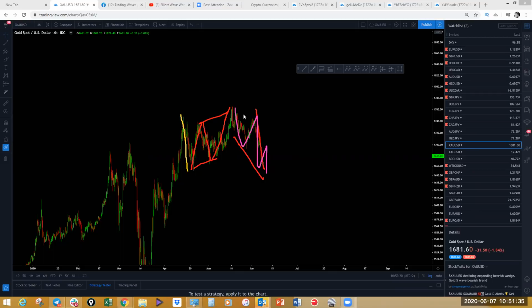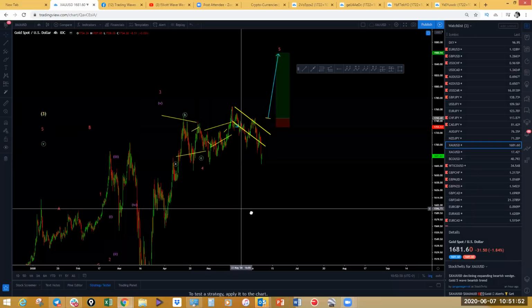And if that is the case, then we've got gold doing this. Follow the yellow, 1, 2, 3. So that is an A, B, C structure. It can be an expanding flat, can break lower here. If it breaks lower here, we'll expect it to continue to the upside. And this is the structure that we're looking at on gold.